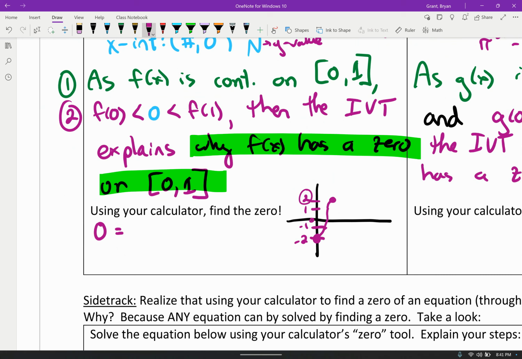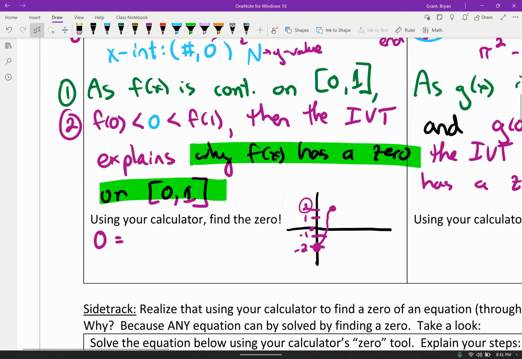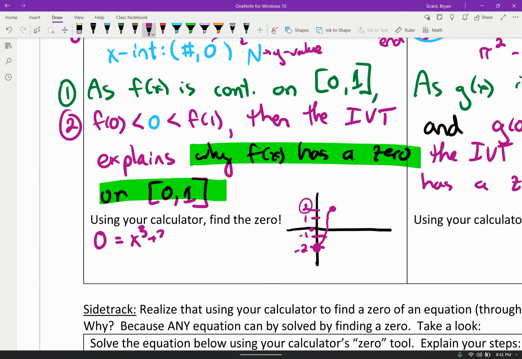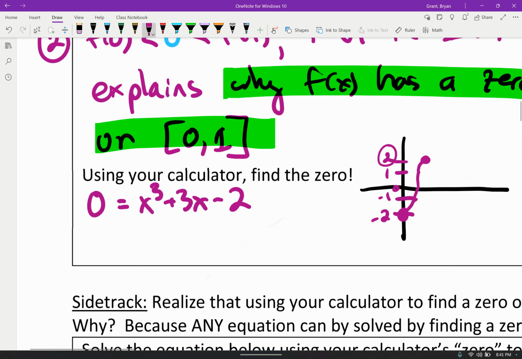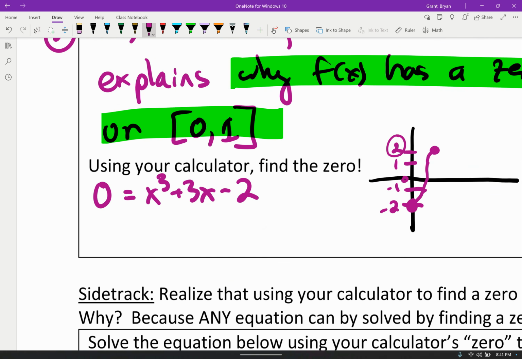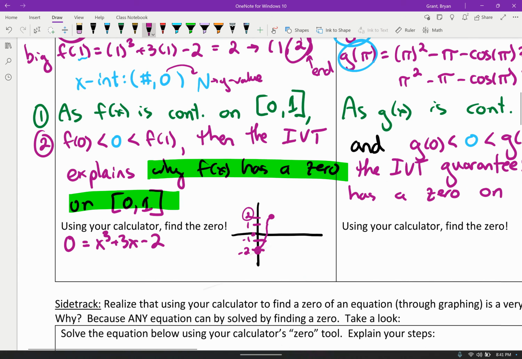If you were to set 0 equal to x cubed plus 3x minus 2, and I said solve that, you'd probably be stumped. That's not factorable. That's not a square. You can't solve for x. You'd have too many x's here. It's really challenging. But luckily, we're armed with a graphing calculator. And because it's a graphing calculator, you should probably graph both of those functions.